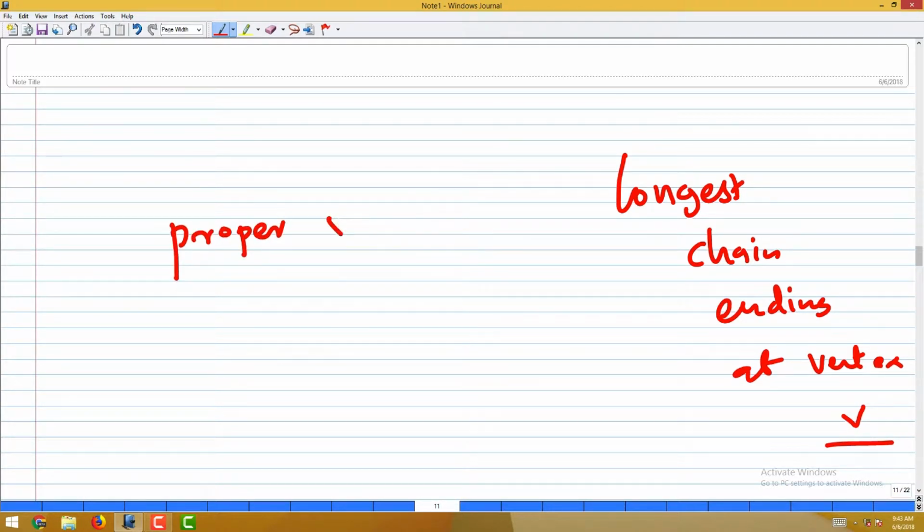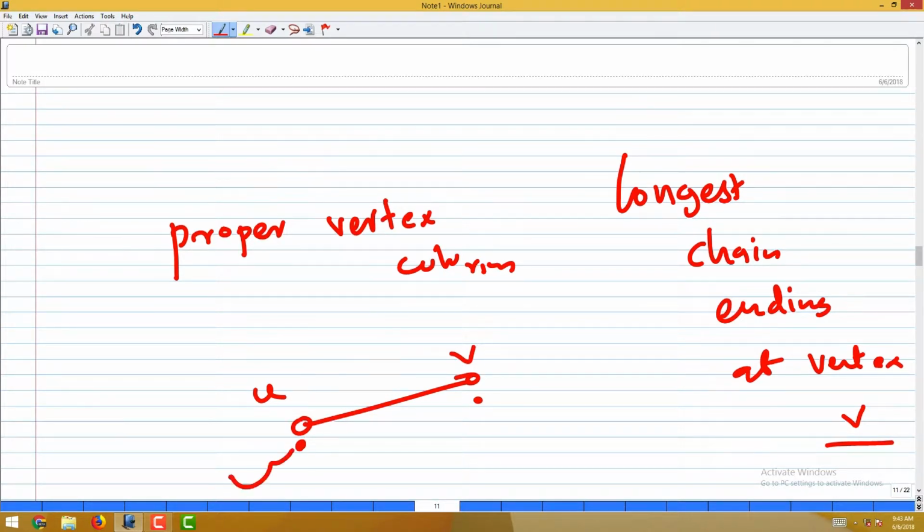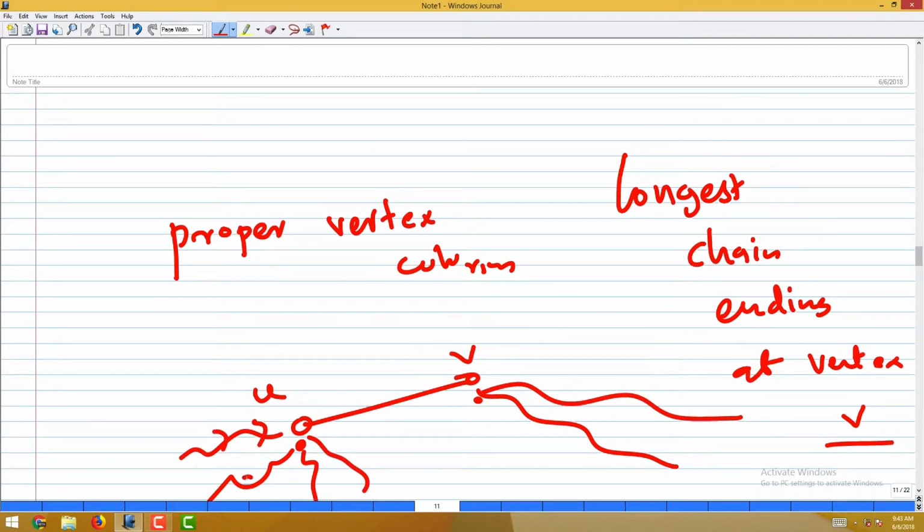but you have to make sure that it is a proper vertex coloring. So, to check whether it is a proper vertex coloring or not, what should I do? I just have to take an edge, say UV, and see whether U and V are getting different colors. But I know the rule by which I assign colors. I considered all the chains which are reaching U, and the number of vertices in the longest chain was given as a color to U, and the number of vertices in the longest chain reaching V, let us say L of V, was given as a color to this.